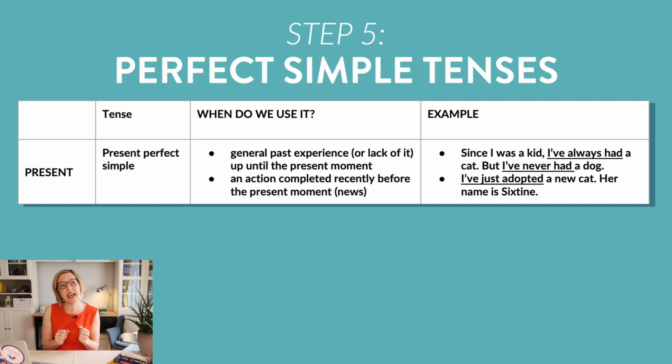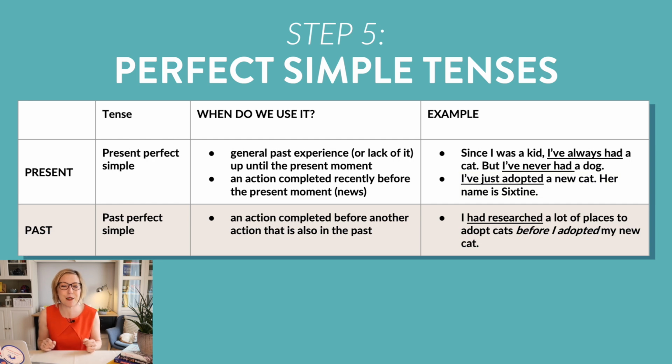We also use that present perfect simple tense for an action that was completed recently before the present moment. So it's like we're giving some news. I could tell you I have just adopted a cat. It's quite recent. I've only had her for 2 weeks.